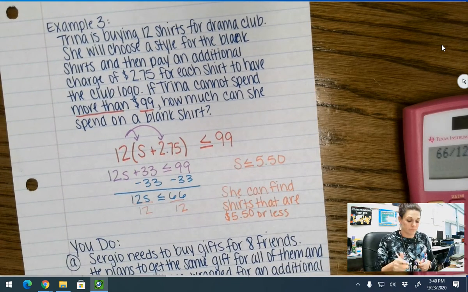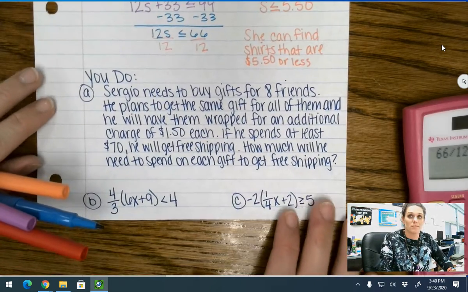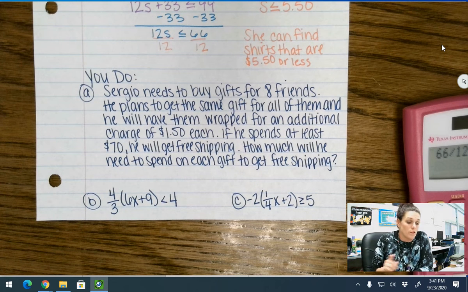Probably not. All right? So I have 3 you-do problems for you. Go ahead and jot those down. Take a moment. So it says Sergio needs to buy gifts for 8 friends. He plans to get them the same gift, and he's going to have them wrapped by the company for an additional charge of $1.50 each. If he spends at least $70, he's going to get free shipping. So how much will he need to spend on each gift to actually get that free shipping? There is also a B and a C you do.